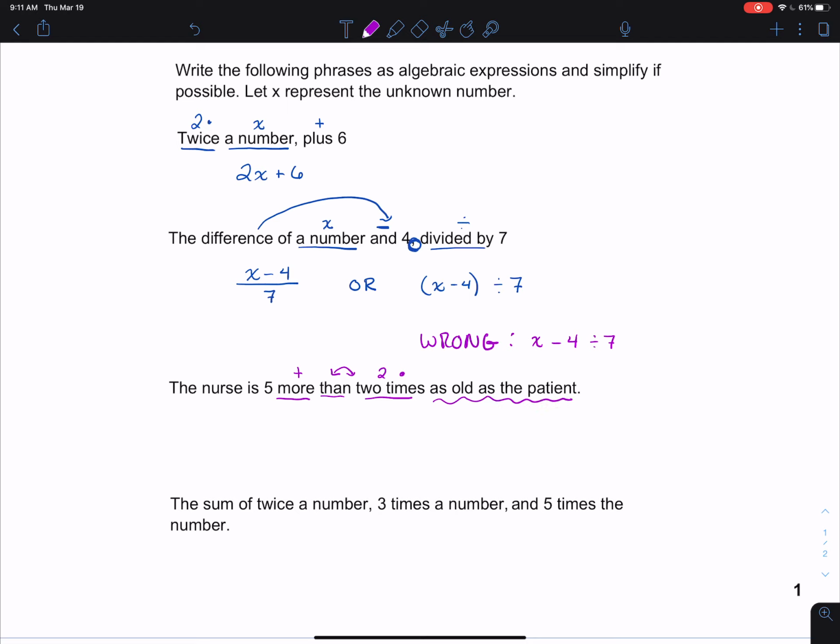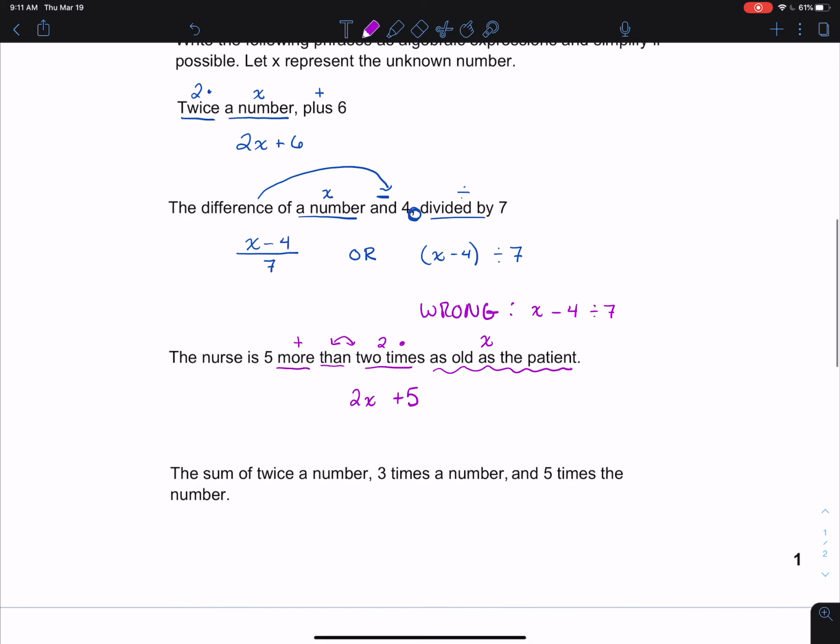So in this case, we don't know the patient's age. So I'm going to use that as our X to help us figure out the nurse's age. So 5 more than is telling me that I should add 5 at the end because that then is telling me to change the order. 2 times the X. So I'll have 2X plus 5. I cannot combine the 2X and 5, so that's my final answer.